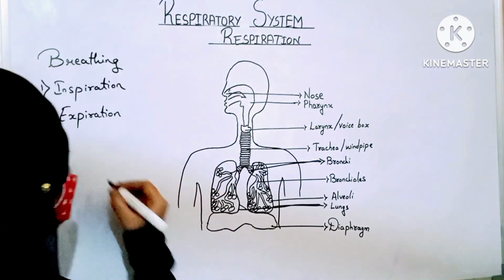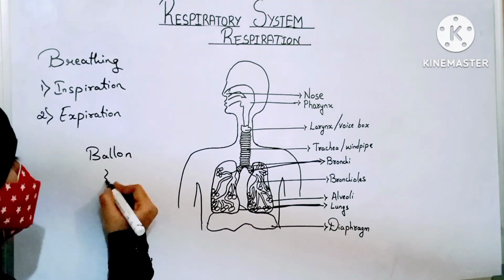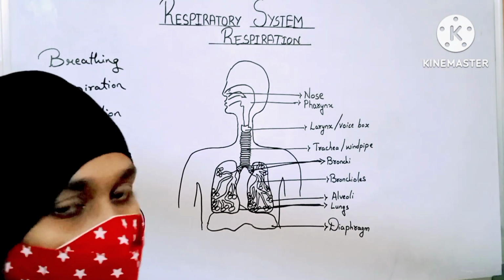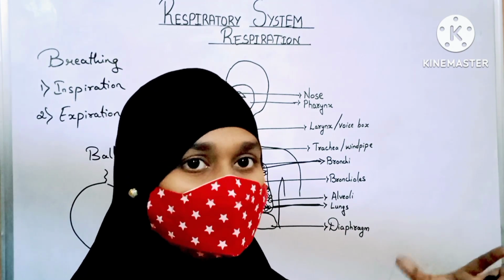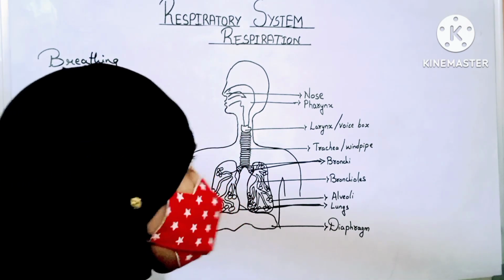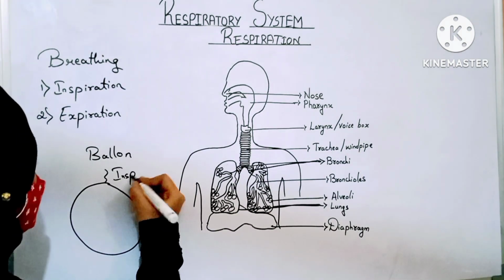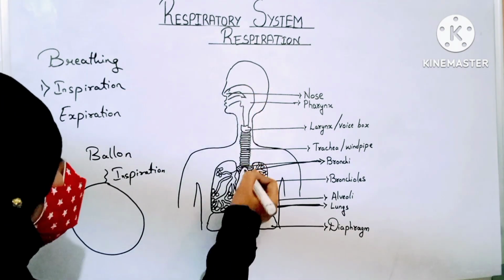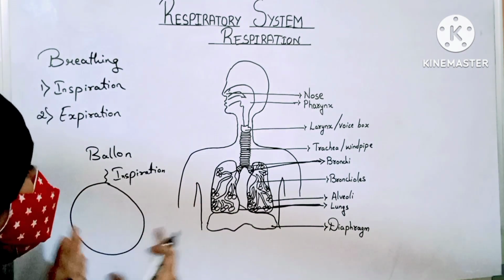Let us take a balloon. When the balloon is filled with air, we are filling the air in the balloon, and it becomes wider. The portion of the balloon is stretched. It is in the contracted position. It is the same as in inspiration. When the oxygen is going inside, there is the contracted position. You can see in the balloon how the balloon is wider.